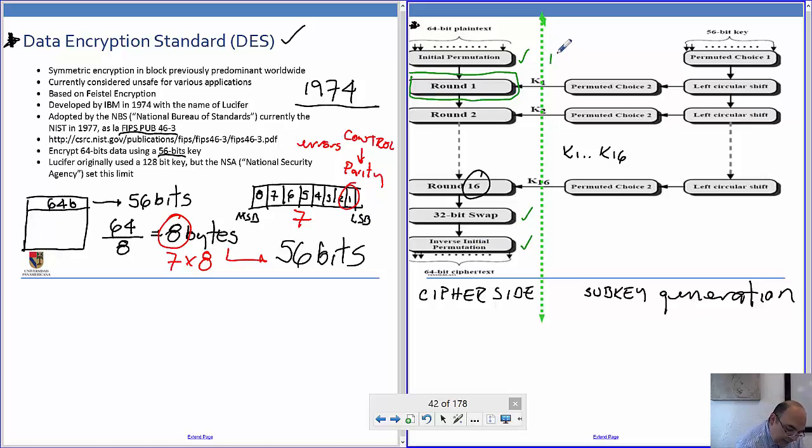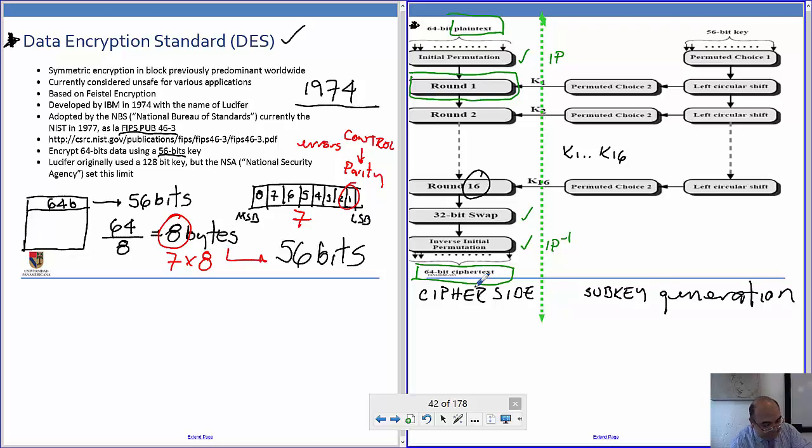This here we call IP, the initial permutation. In here we are going to have also IP inverse. The same permutation that we did on the top, we are going to do it on the bottom, but reverse. Okay? And then we have our output, and the output is the ciphertext. So here we have the plain text, 64 bits, and we get 64 bits of ciphertext.